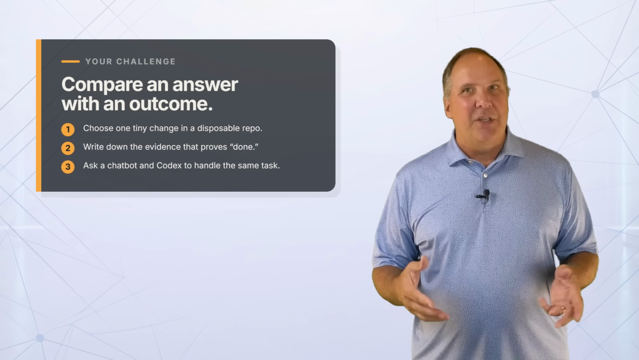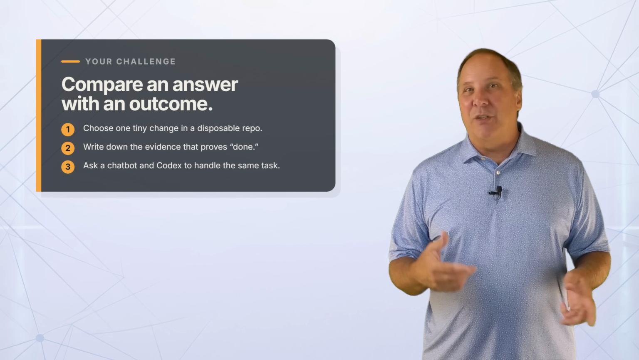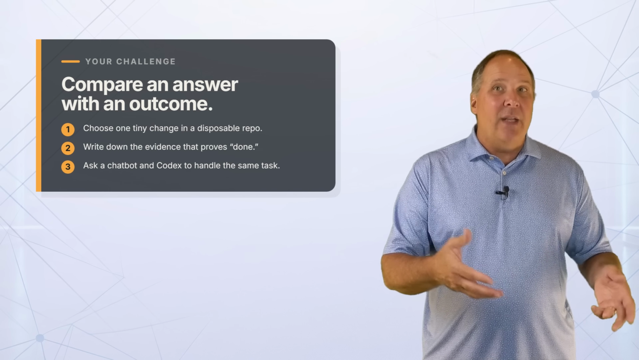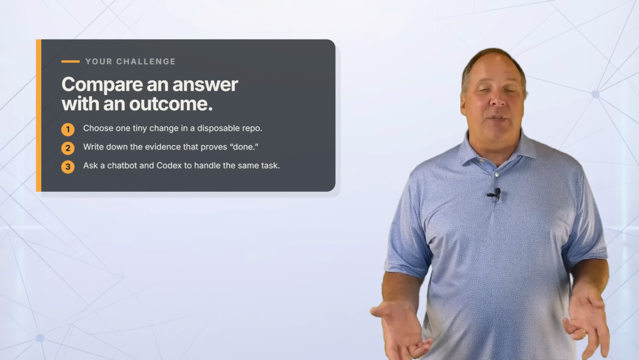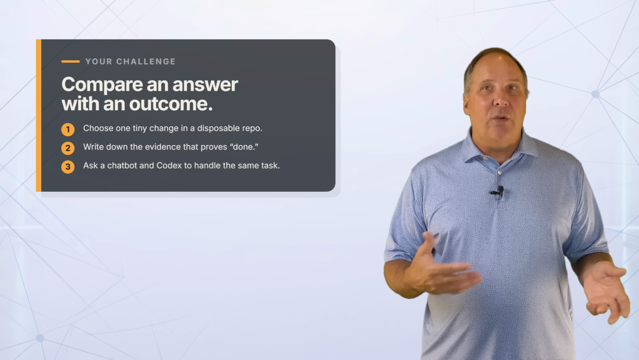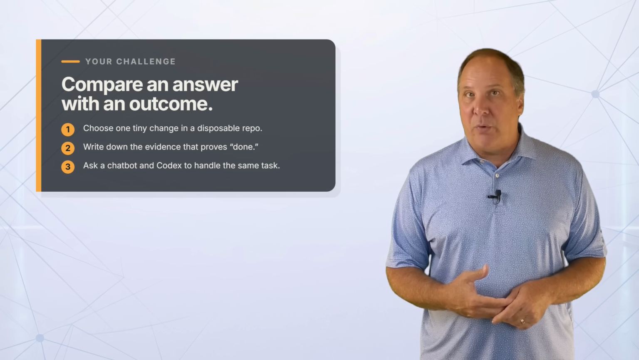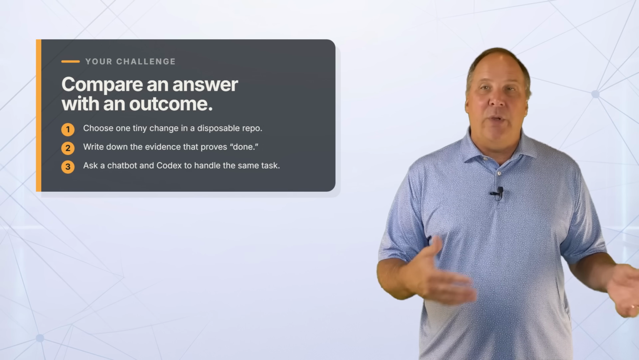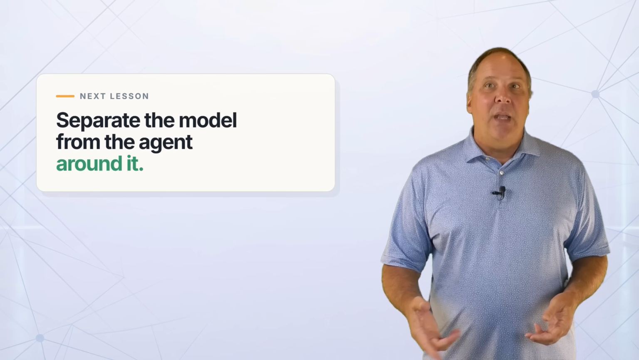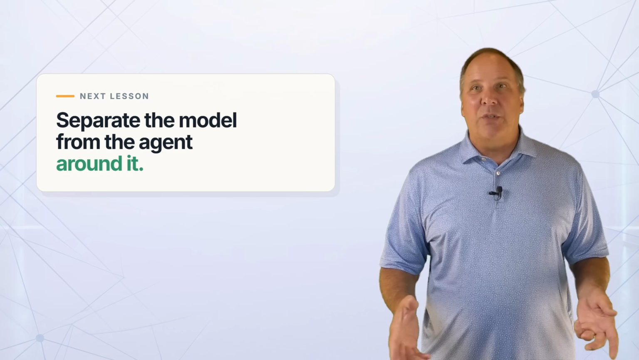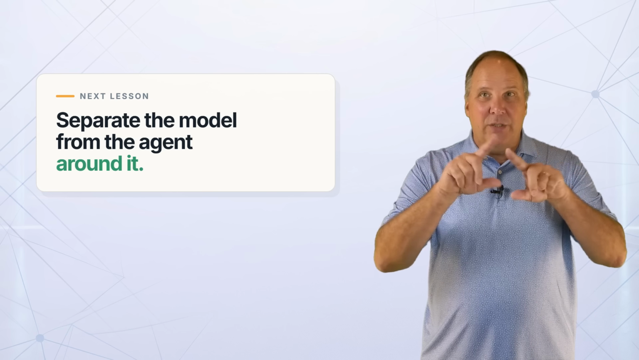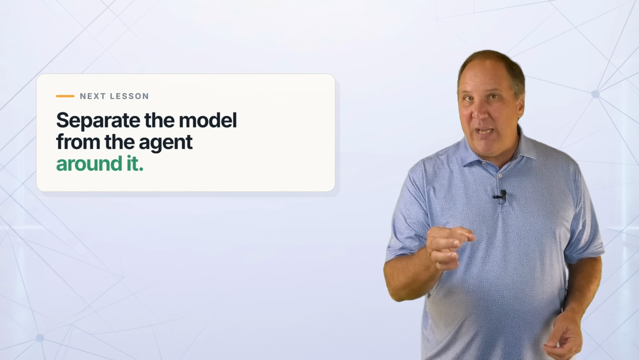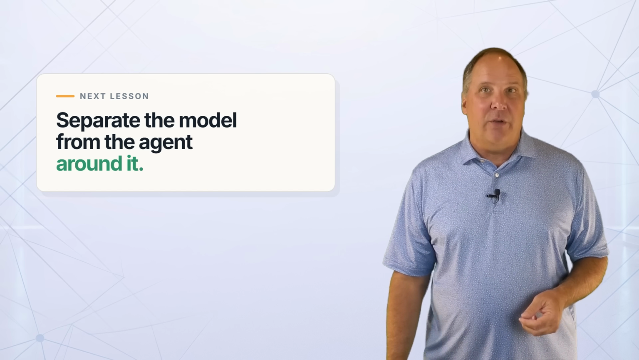Here's your challenge. Choose a tiny change in a disposable repository. Ask a chatbot, and then ask Codex to handle the same task. Before either run, write down the evidence that would prove that the task is complete, and then compare the answer with your verified outcome. In the next lesson, we will separate the model from the agent that wraps around it so you know what part you're actually changing when you configure Codex.